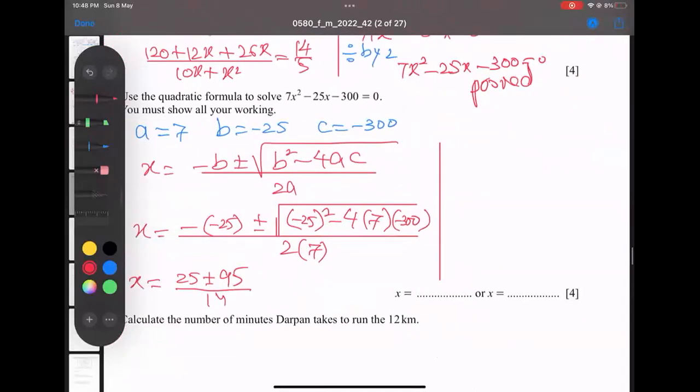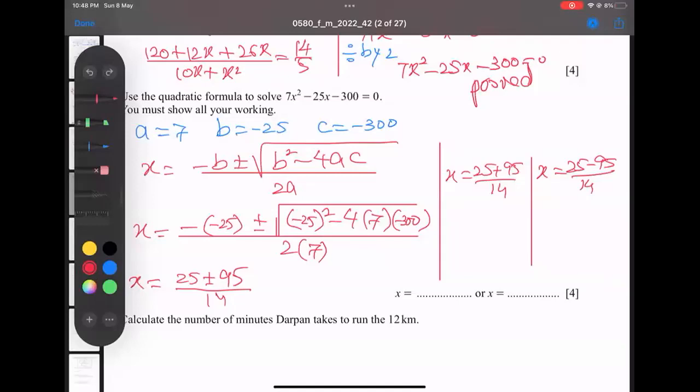How? To make a break. And 1 time positive 25 plus 95 over 14. And 1 time 25, you know why I'm doing this? Because it is 4 marks, so better to gain full marks, don't take risk. And I suggest you write both answers.